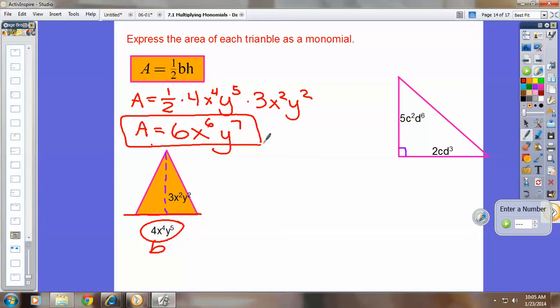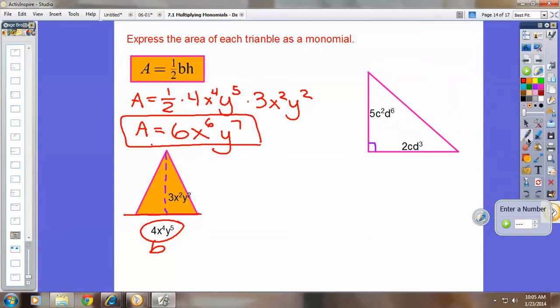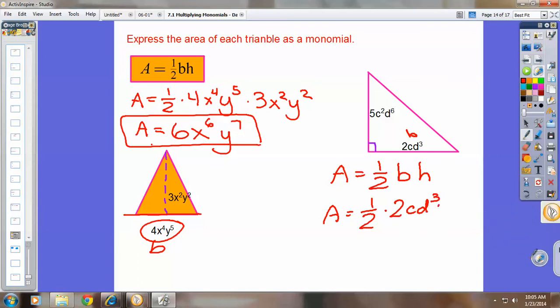Look at this second figure. Could you easily find the area of this one? Well, sure we can. Let's again use our formula. Area equals 1/2 times base times height. What is the expression representing our base? 2cd cubed. Times, what's the expression representing our height? C squared d to the 6th. 5c squared d to the 6th.